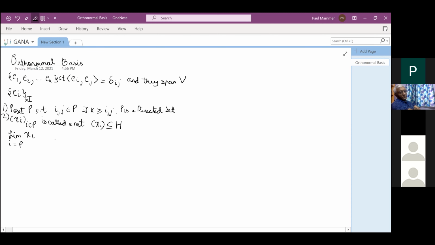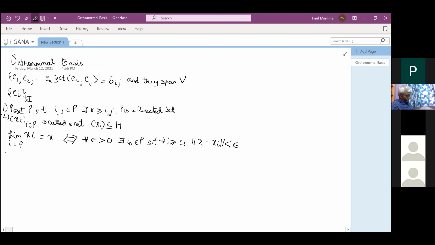The limit of x_i, i belongs to P, is equal to x if and only if for all epsilon greater than 0 there exists i_0 belonging to P such that for all i greater than or equal to i_0, you have the norm of x minus x_i less than epsilon. Note that this is just like what we do for a usual sequence, but now we are not restricted by the fact that P should be a countable set. P can be any set that we want.